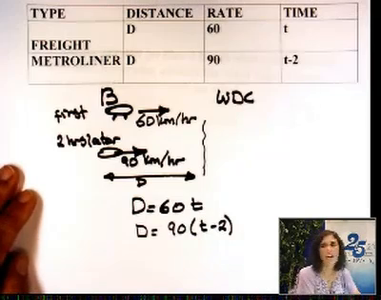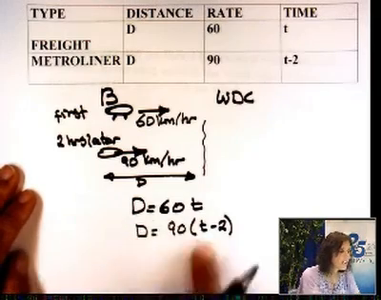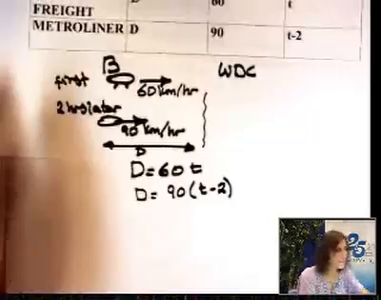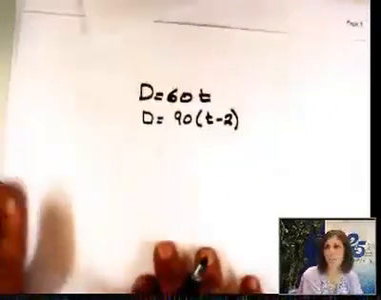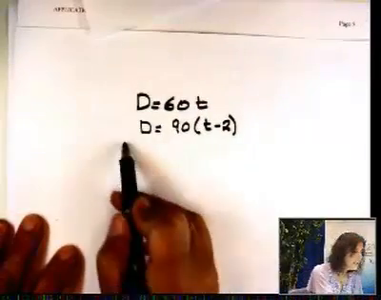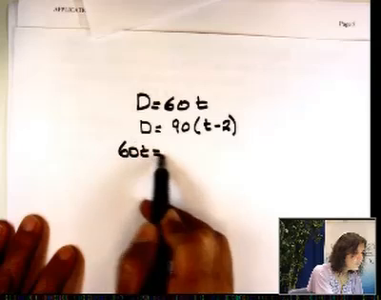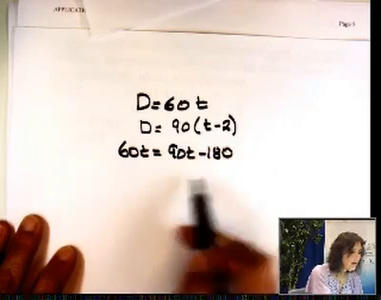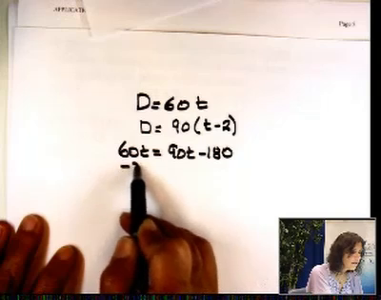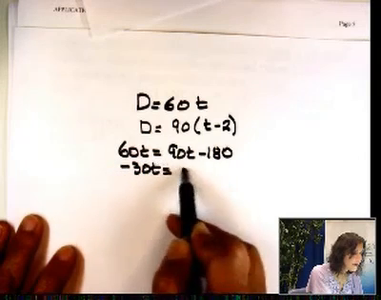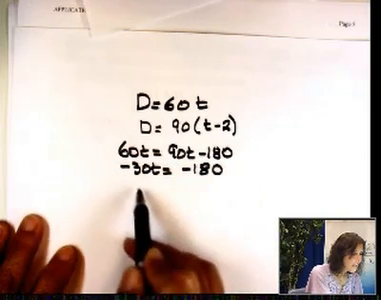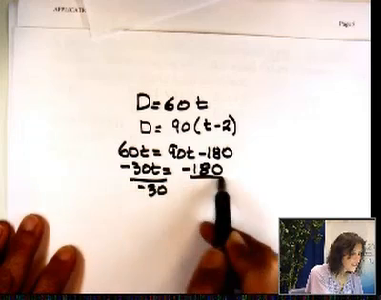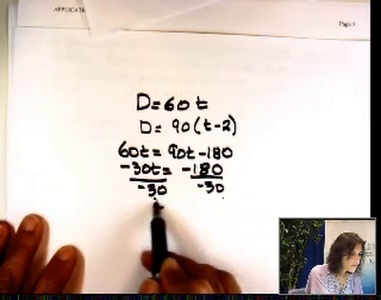Okay, well, can I solve these two equations, two unknowns? Since they are both d's, I can set them equal. So let's do that. 60t equals 90t minus 180. Move the 90 to the left. Negative 30t equals negative 180. Divide both sides by negative 30. T equals 6 hours.